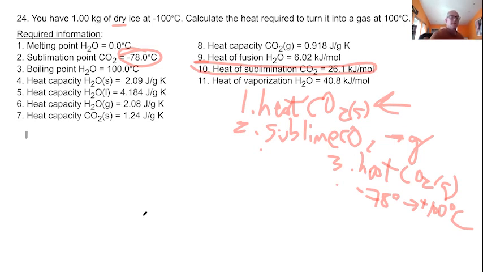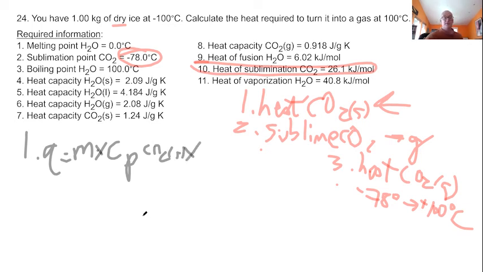So for the first one, Q is mass times the heat capacity of CO2 solid times change in temperature, which is minus 100 to minus 78, so plus 22.